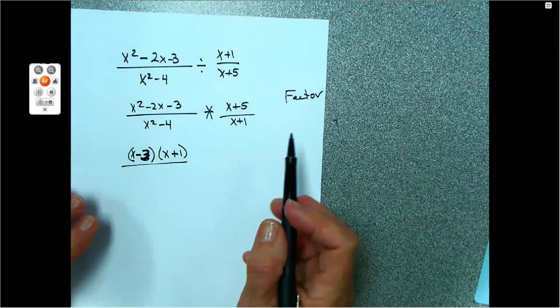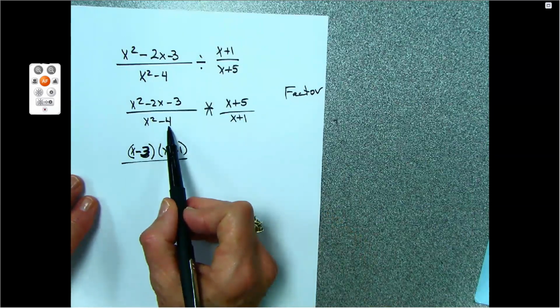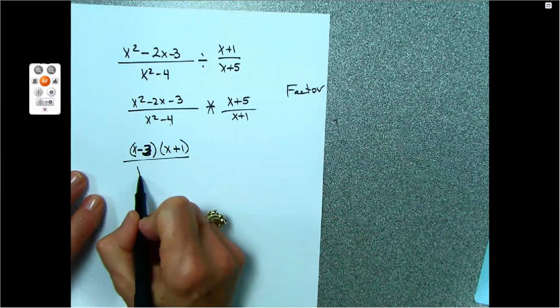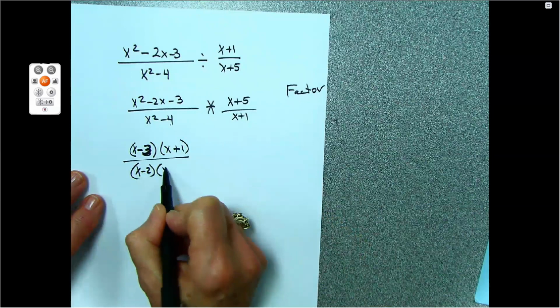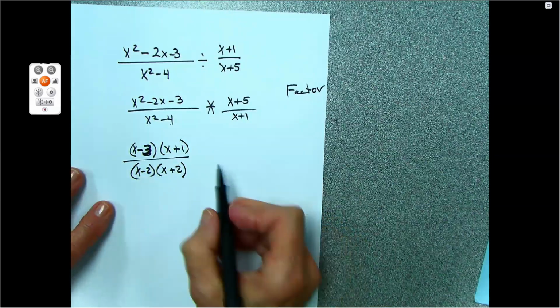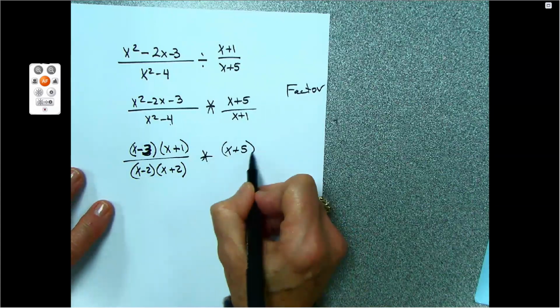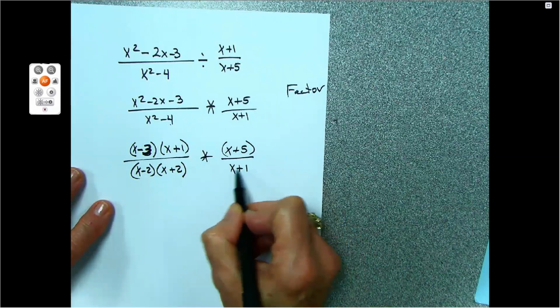In the denominator, I'm looking to factor. Is that the difference of 2 squares? 4 is a perfect square. X minus 2 times the quantity x plus 2 times x plus 5 over x plus 1.